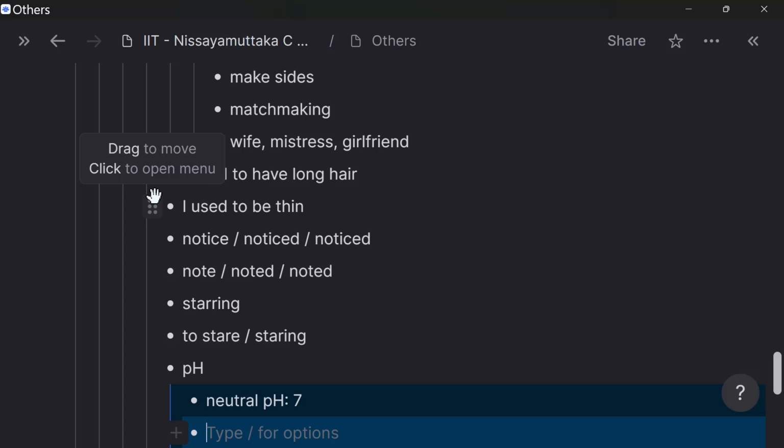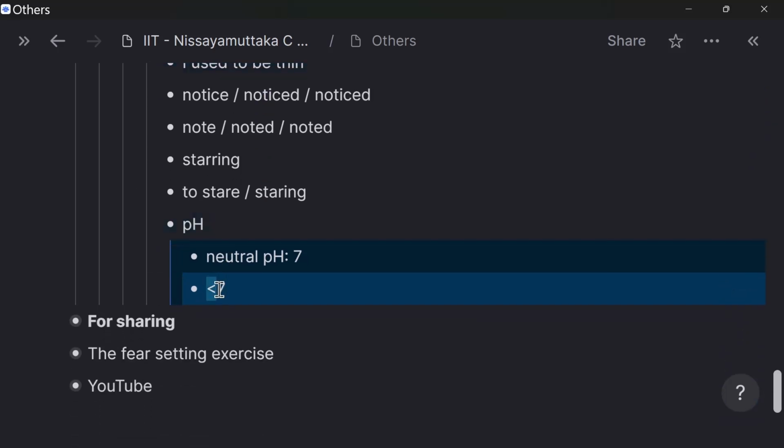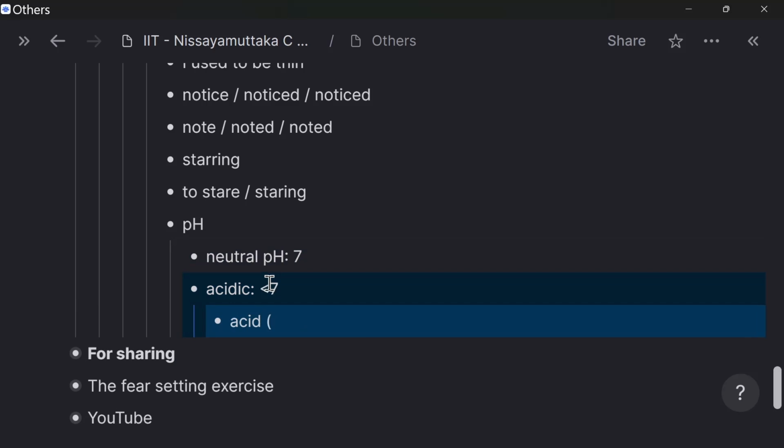Now this is mathematics, sorry. Less than 7 is like this, you see? Less than 7. Yeah, less than. This is the meaning of this symbol, no? Less than 7, we call this acidic. Acid, yes. Lemon is acidic, right? Acid is the noun. Acidic is the adjective.